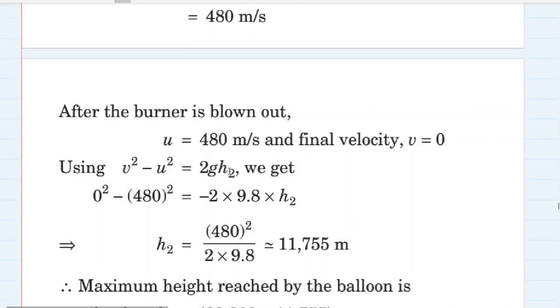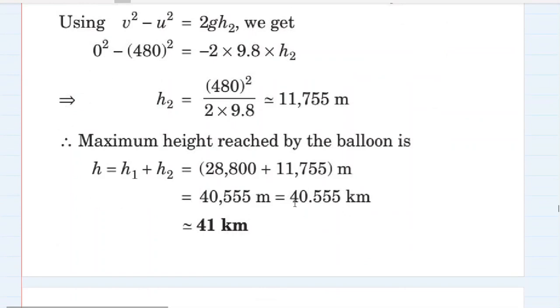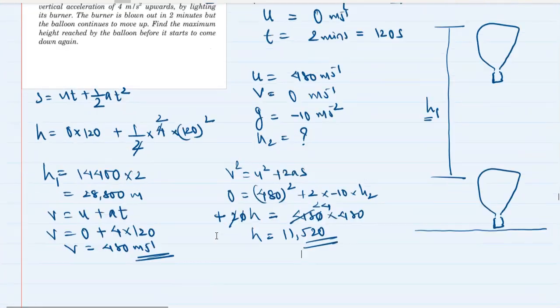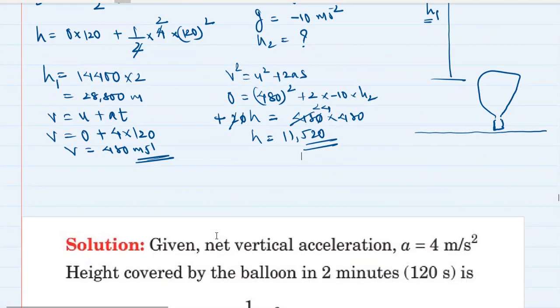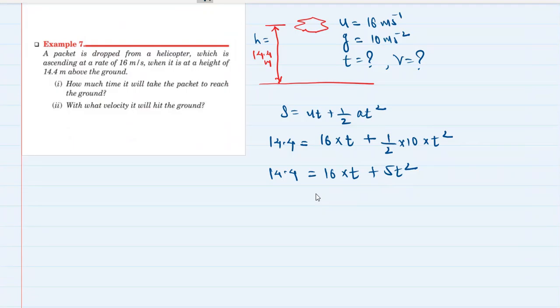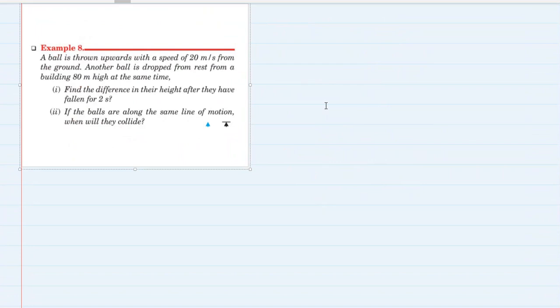The velocity is also correct, and around 40,555 they are getting. So approximately 41 kilometer they are saying. So 41 kilometer high the balloon will rise. Okay. So the previous question had some issue with signs plus and minus, which I did not agree on. So I spent some time on it, but could not justify why certain signs were taken, although the steps were quite simple. So I'm not discussing that question as of now. Moving to the next question.